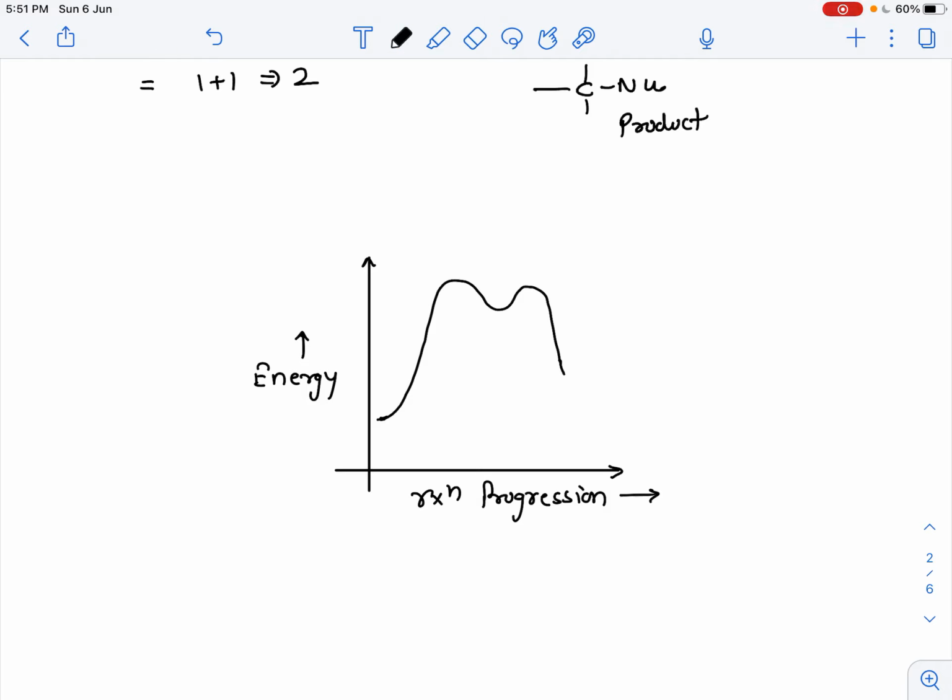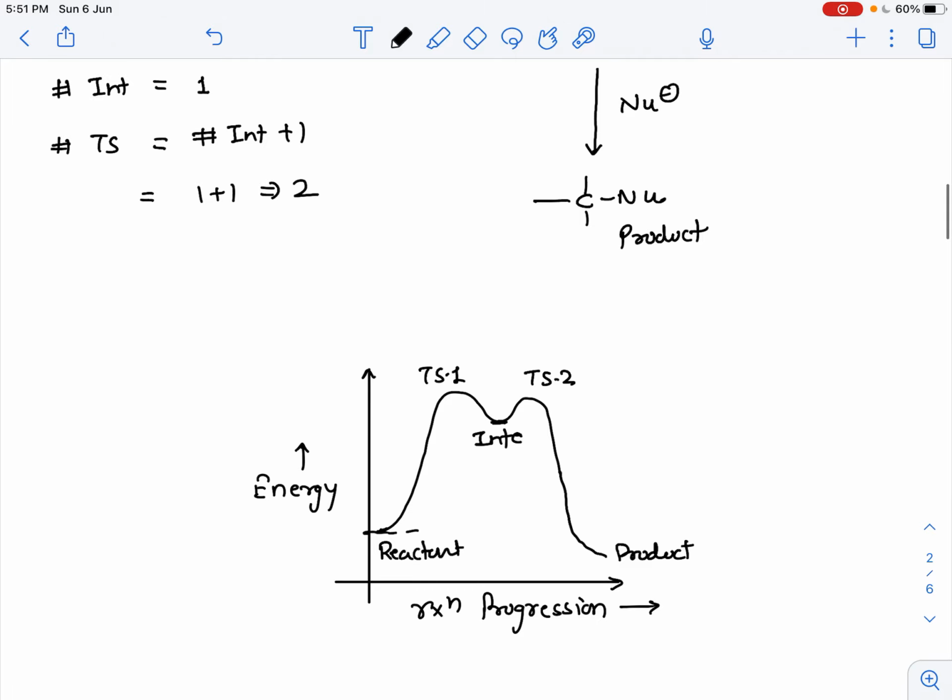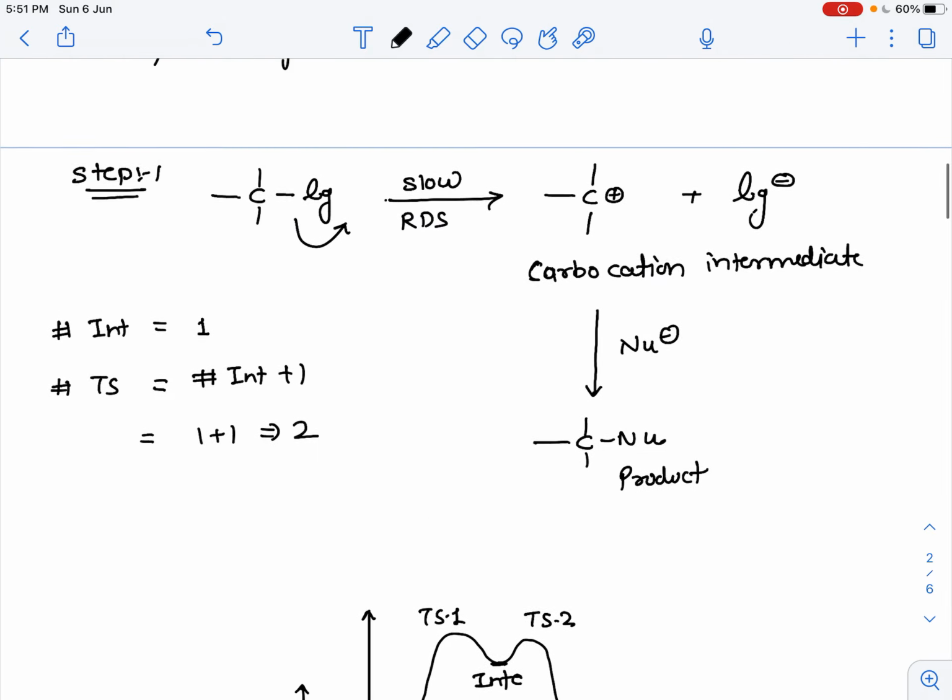Okay, I am showing here that products are more stable, so I am showing here the less energy product. These are the reactant, this is the product. Clear? This is transition state 1, this is transition state 2, and this is what? Intermediate. Okay, so this is the energy profile for the SN1 mechanism.